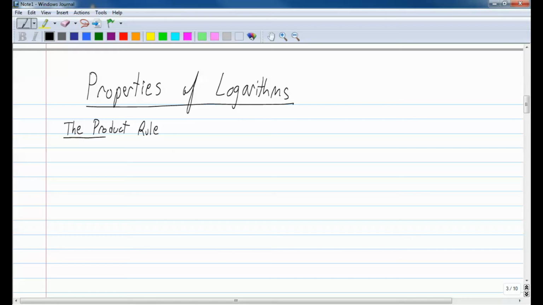What the product rule for logarithms says is if you take the logarithm, it can be the log or the natural log, because remember, natural log is just log base e. So if you take the logarithm of a product, that's something times something else, then you can rewrite that as log base b of the first factor plus log base b of the second factor.